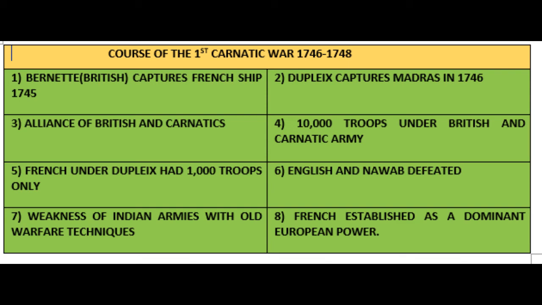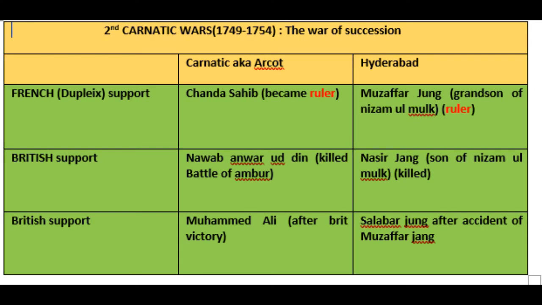The First Carnatic War exposed the weakness of the Indian armies, the decadent old techniques of warfare, and the lack of foresight in Indian politics. The Second Carnatic War, 1749 to 1754, also known as the War of Succession. There were two sides supported by the French and the British respectively. The French in Carnatic supported Chanda Sahib, and the French in Hyderabad supported Muzaffar Jung, while the British in Carnatic supported Nawab Anwaruddin and the British in Hyderabad supported Nasir Jung.